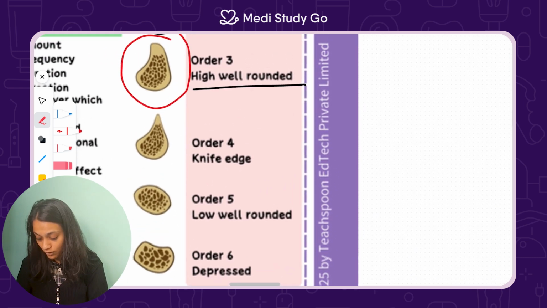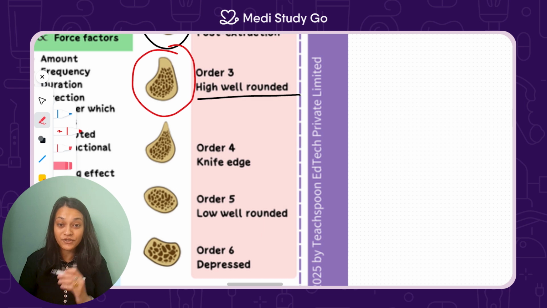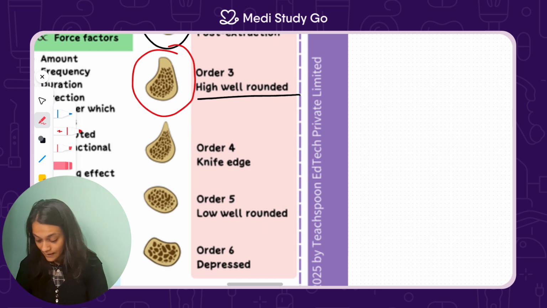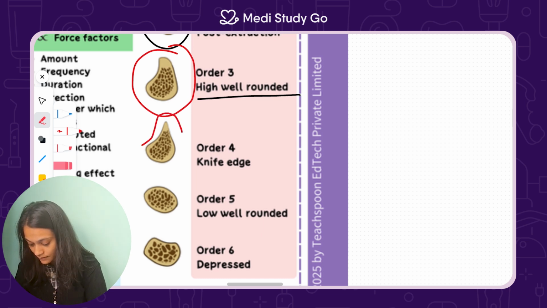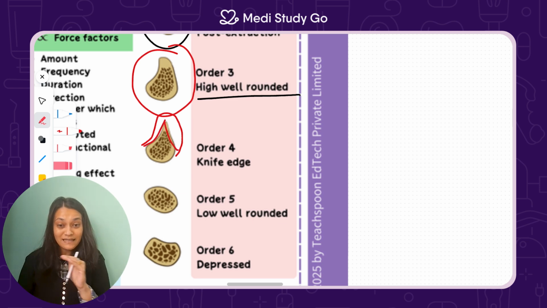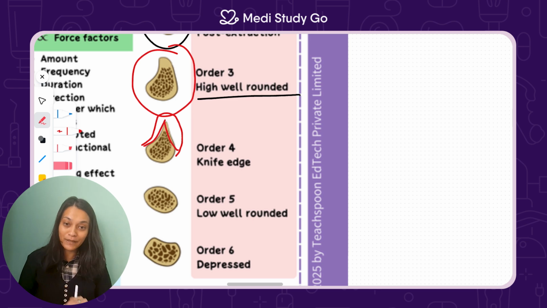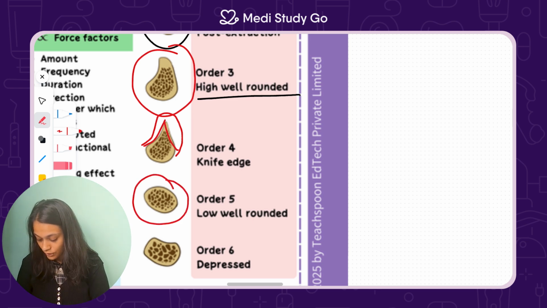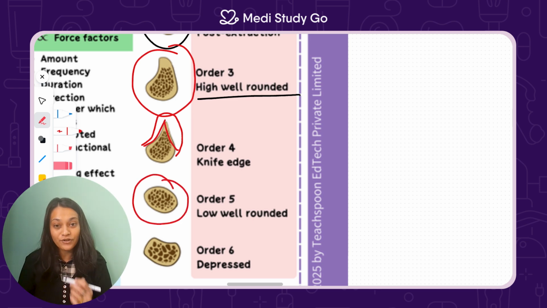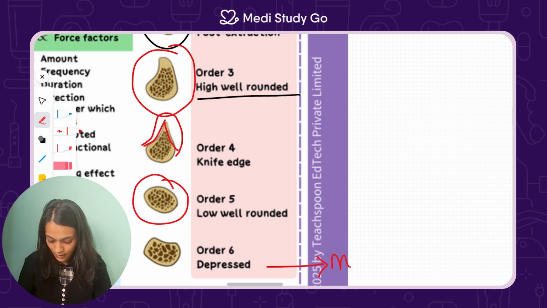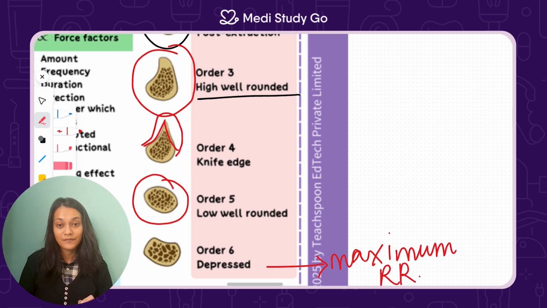In order 4, now there is going to be resorption at the cortical plates. So this high rounded is going to be converted into knife edge. Now this knife edge will start depleting and it will lead to low well rounded. Once after this, it is the last, that is the maximum ridge resorption, which would be seen under order 6, which is depressed. I hope Atwood's classification was easy for you.